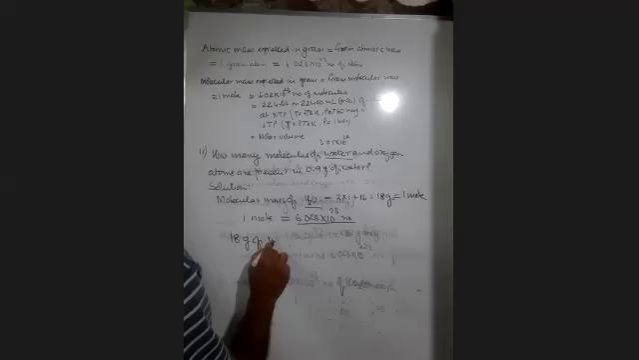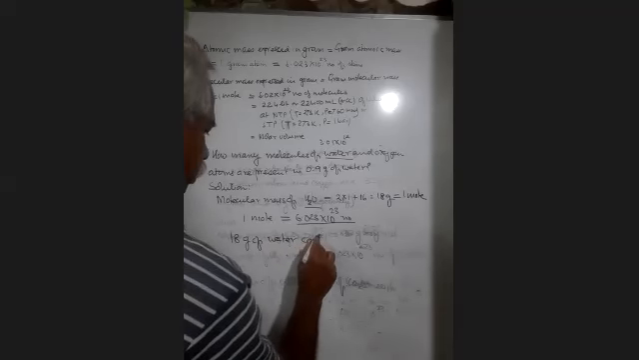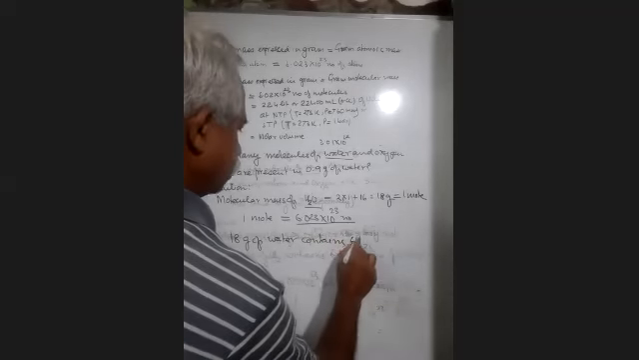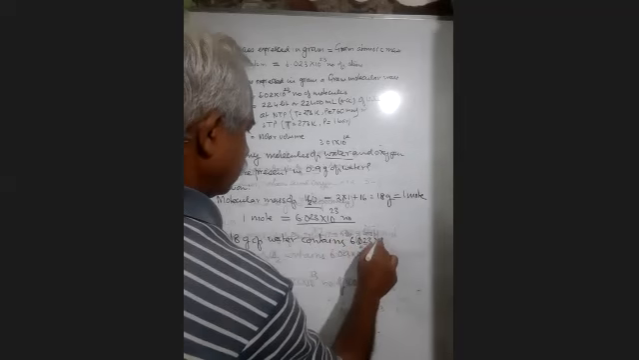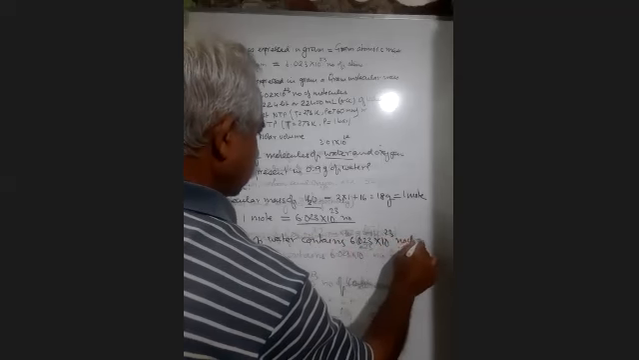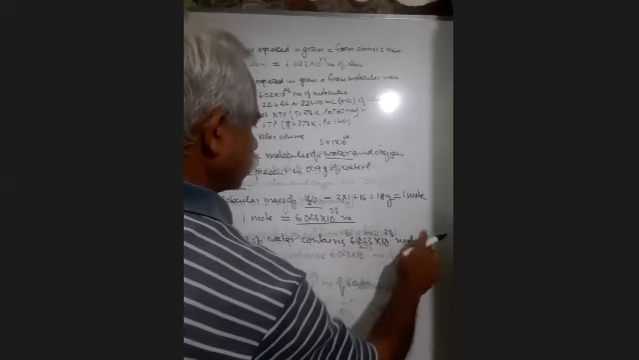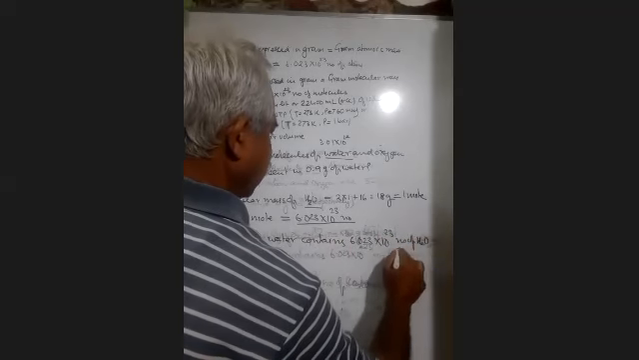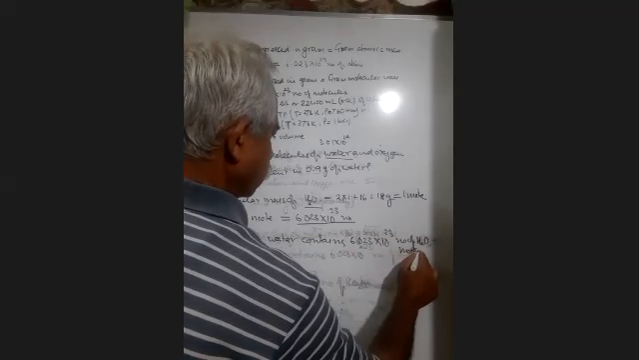So what should I write now here? 18 gram of water contains 6.023 into 10 to the power 23 number of water molecules. This is our information.